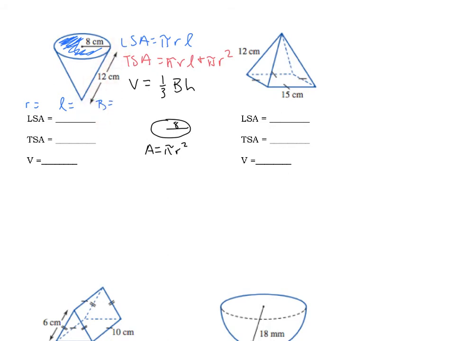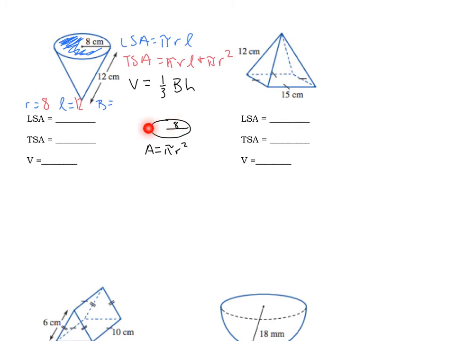And we need to know B, capital B, which is the area of the base, which is a circle. So the radius is given to us as 8 centimeters. The slant height is also given to us as 12 centimeters. And then the base, or area of the base, is not given to us. We actually need to work that out.